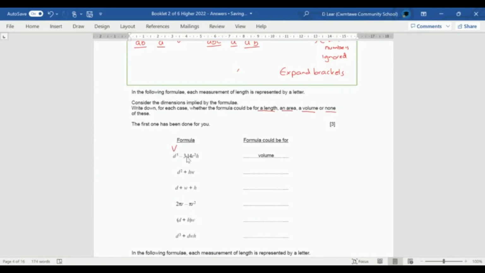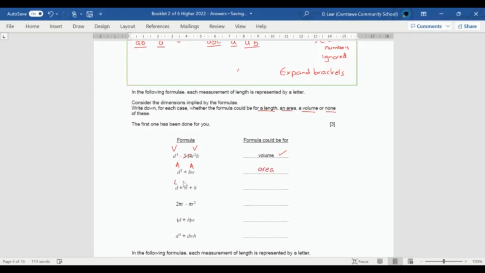Take away 3.14, which we know is pi, and we're going to ignore numbers anyway. So I'm just looking at the r squared h, r times r times h, which also is three letters, so it's a volume. So this is a volume, taking away another volume term, so it's still a volume. Here, d times d is an area, it's two letters times together. H times W is two letters times together, it's an area. So it's an area term plus another area term. So this is an area.